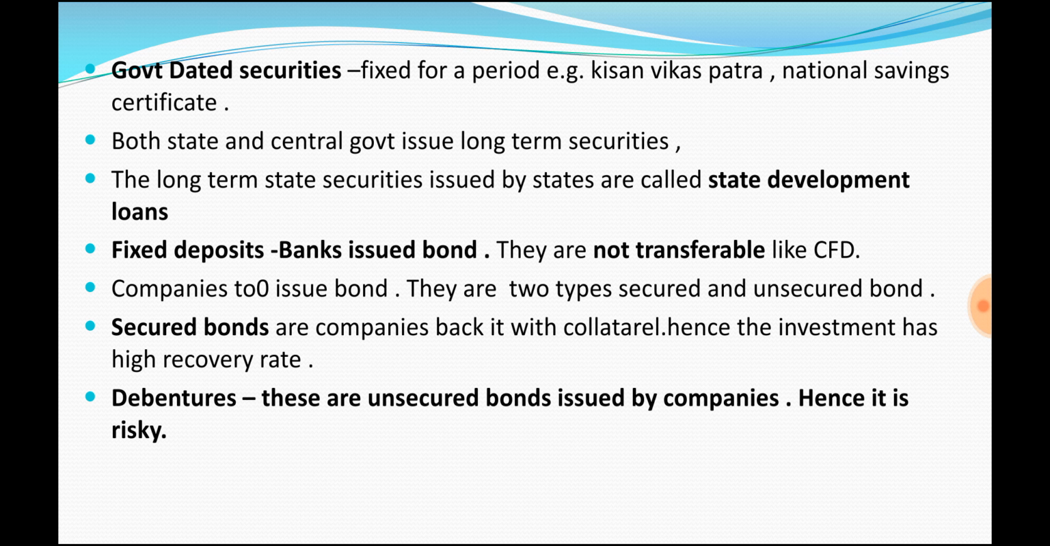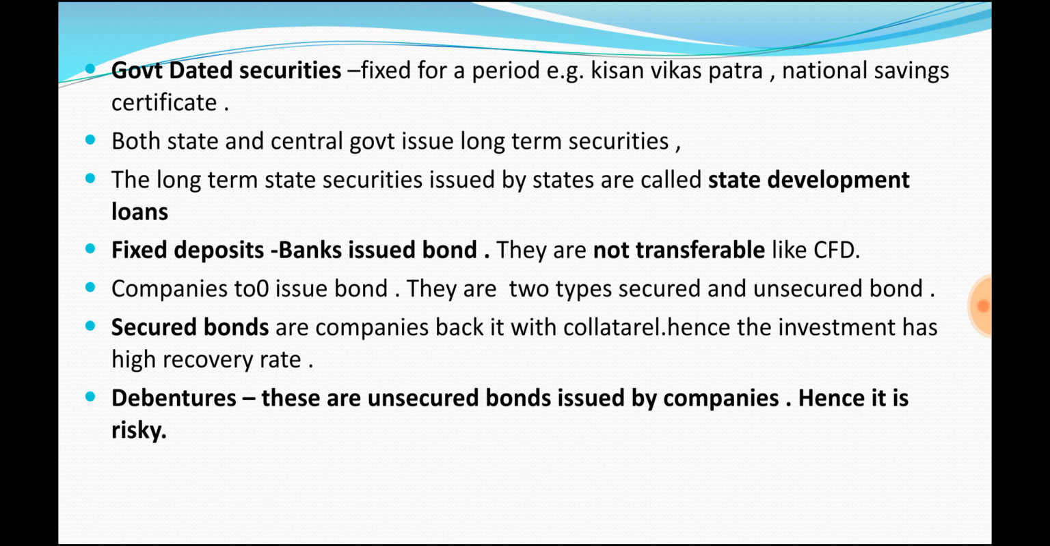Similarly, companies also issue bonds to raise money. The types of bonds that companies issue are categorized into secured bonds and unsecured bonds. Secured bonds are all backed by the collateral of a company. If a company issues a secured bond, it means there are some assets attached to that bond. So in this case, the investment is safe. When an investor invests money in that bond, there is some security.